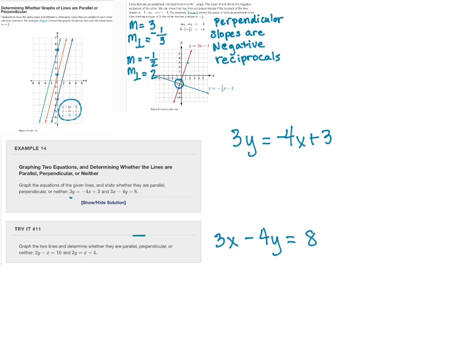Before I can compare the slopes on these two lines, what do I need to be able to do? Get y by itself. Got to get y by itself. Got to put them in slope-intercept form. 3y equals negative 4x plus 3. And 3x minus 4y equals 8.